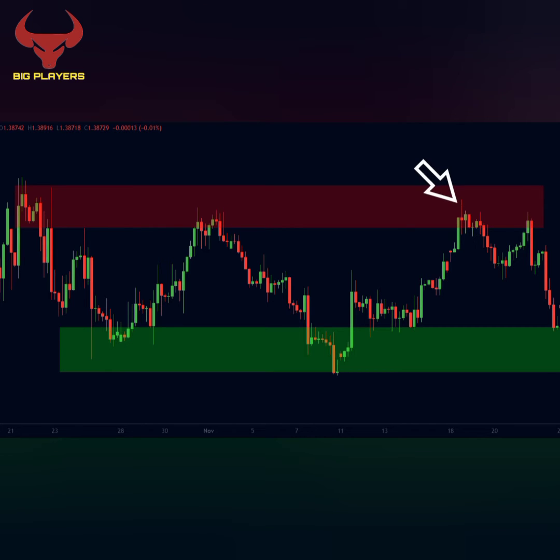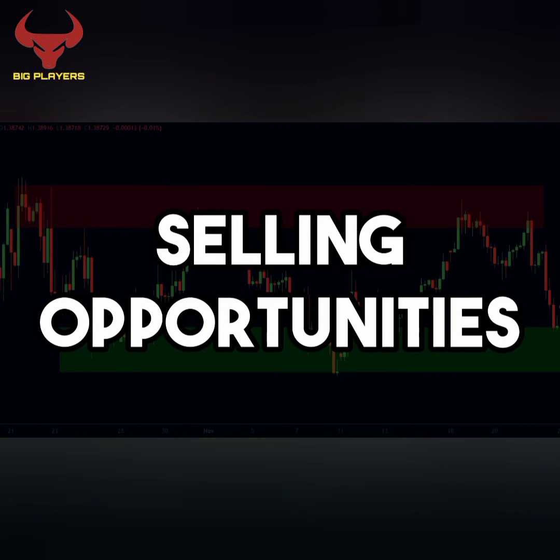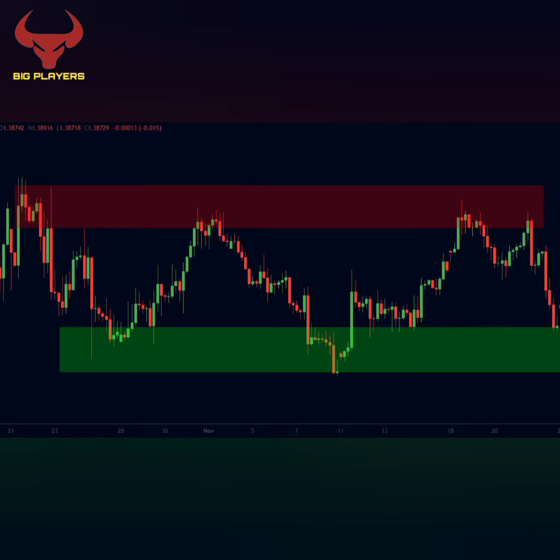So, here, the price comes near the resistance area. We expect the price to face resistance and fall downwards. Therefore, we are looking for selling opportunities. We will not blindly enter a sell trade. Instead, we will create a short-term trend line on the recent up move and wait for its break.